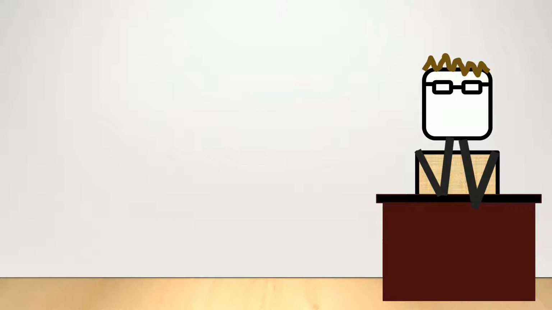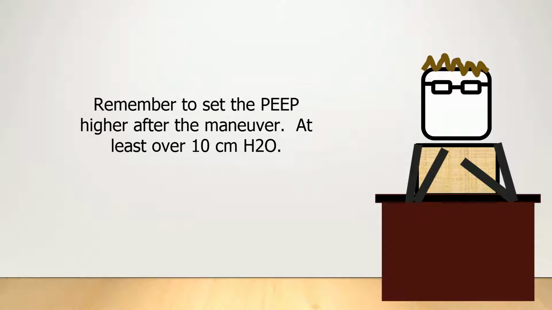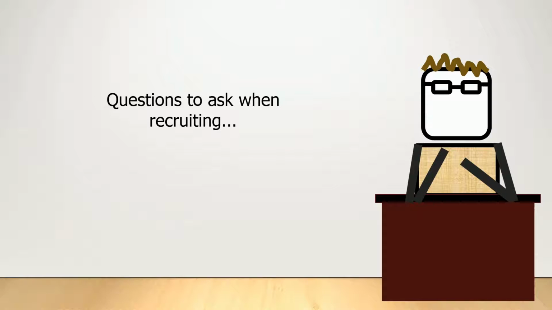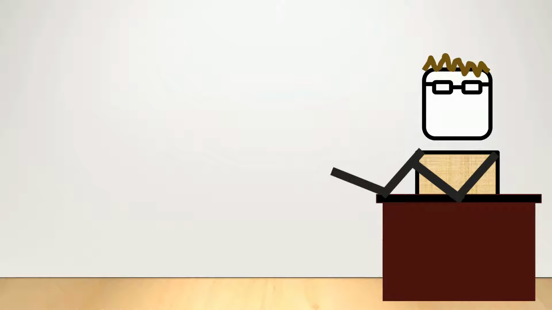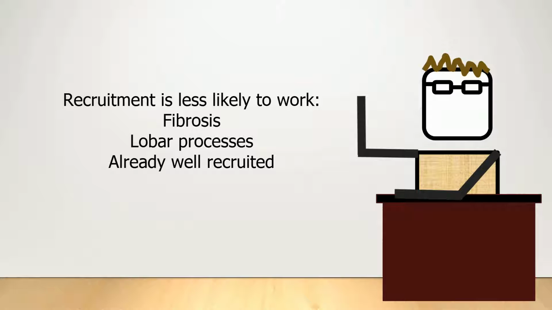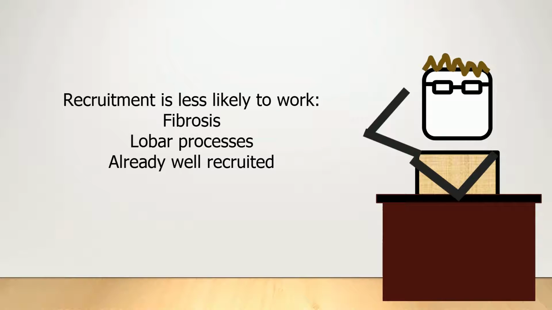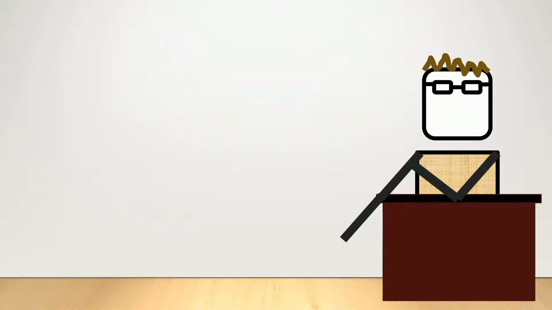The risks of recruitment maneuvers are similar to higher PEEP, namely reduced venous return, increased right ventricular afterload, and overdistension. So it's best to be prepared. When you're thinking about trying a recruitment maneuver, consider the potential for effectiveness. Responsiveness declines over time as ARDS progresses into fibrosis. Is the lung injury susceptible to recruitment? For example, a lobar pneumonia is unlikely to benefit from recruitment, as opposed to a diffuse process like a viral pneumonia. If the lung is already well recruited, then you're unlikely to get any bang for your buck, as there may already be very few recruitable segments available to benefit from your maneuver.